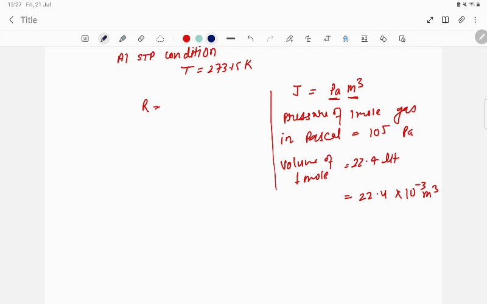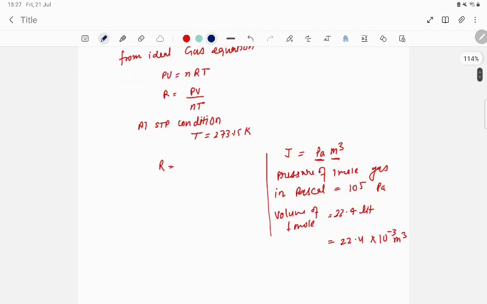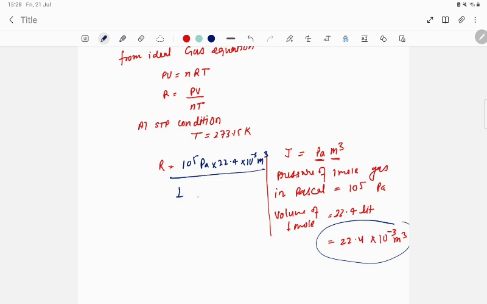So these values you need to place in the equation, student. R is equal to pressure 10 power 5 Pascal, multiplied by volume of 1 mole of gas, 22.4 into 10 power minus 3 meter cube, divided by how many moles, student? 1 mole gas. Temperature is 273.15 Kelvin. Please put the units also so that you will not be confused.